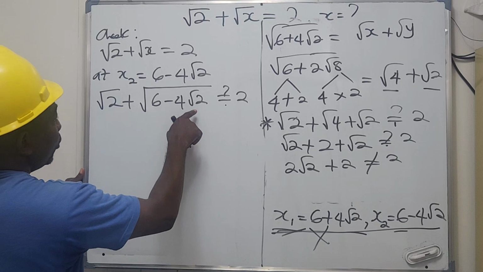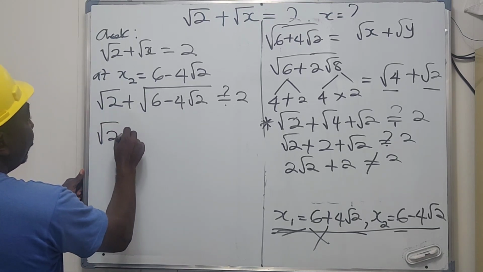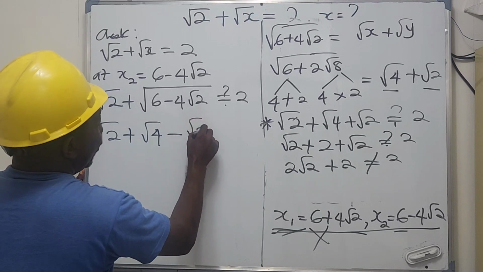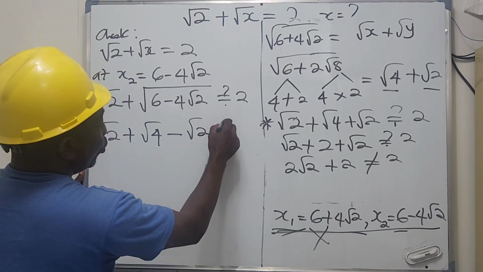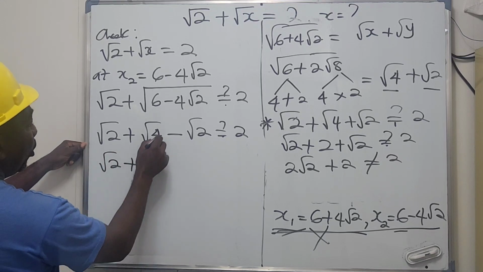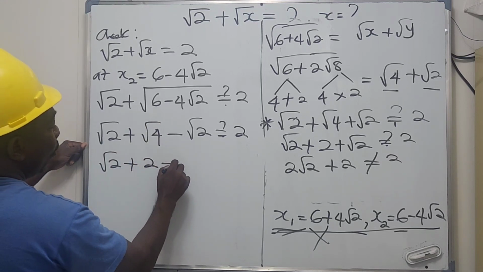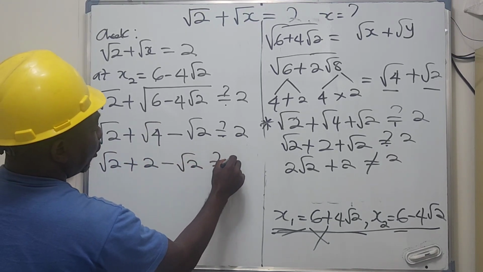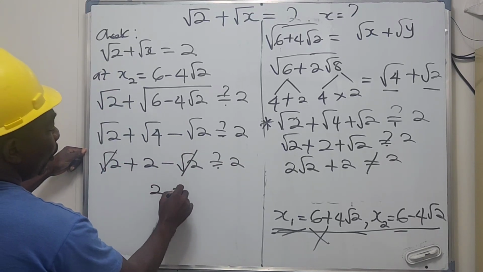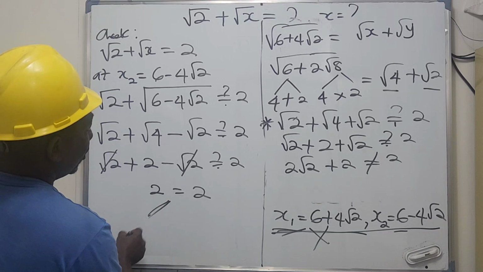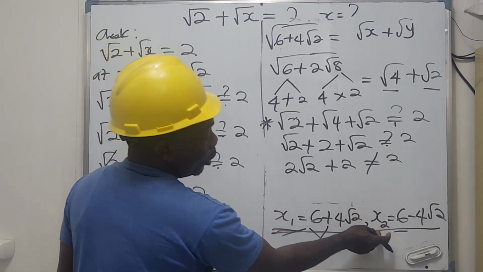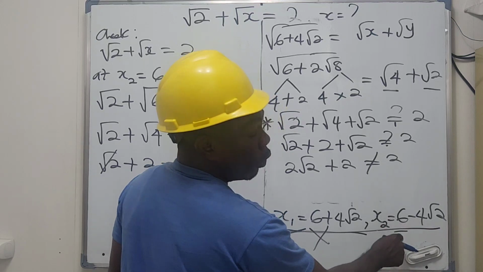So in that case, we had plus here. So this is minus. So this one will give us root 2 plus root 4 minus root 2. Well, this gives us 2. So this will become root 2 plus 2 minus root 2. Well, this gives us 2. You can see that this can cancel, and we are now left with 2 equals 2. So what we have on the left hand side is what we have on the right hand side. Therefore, the solution of x2, which is 6 minus 4 root 2, satisfies this expression.